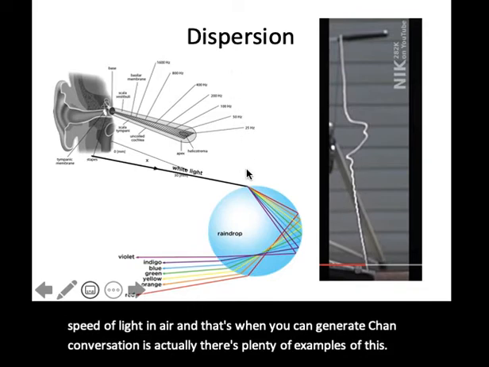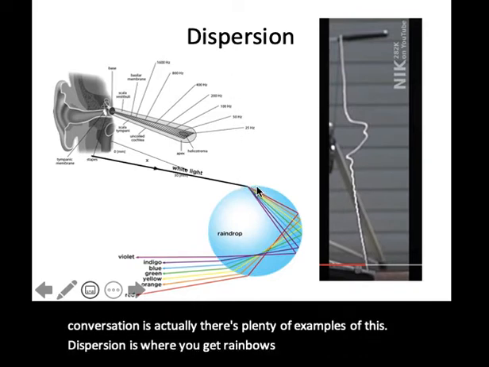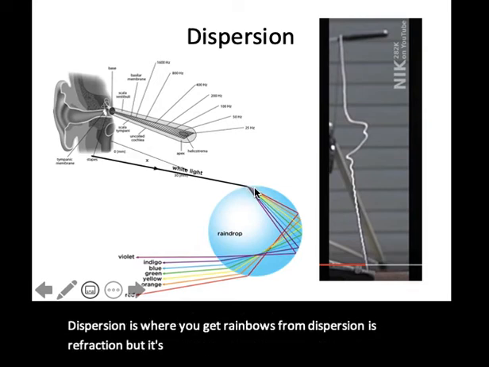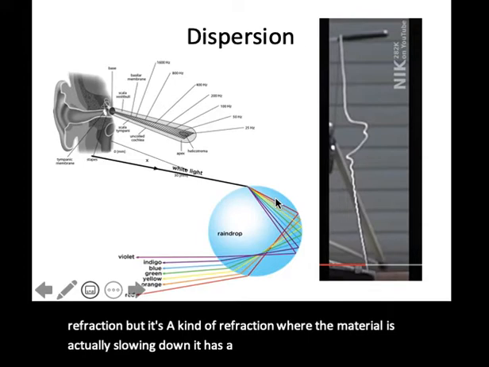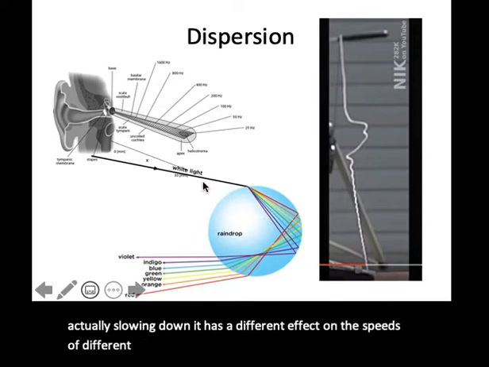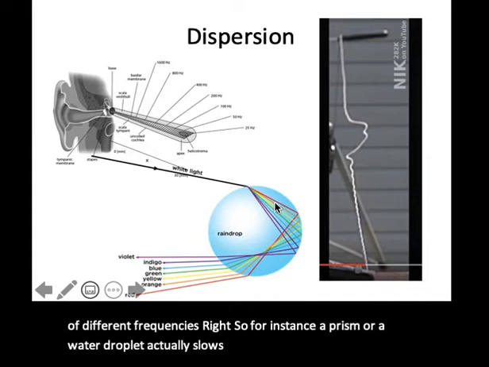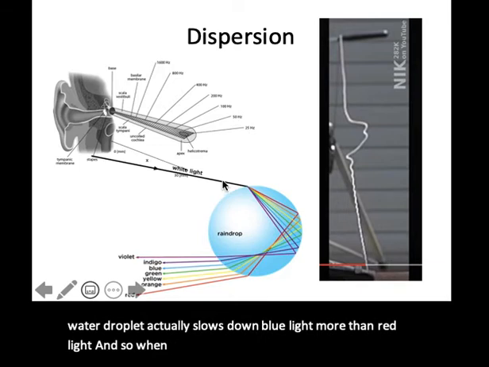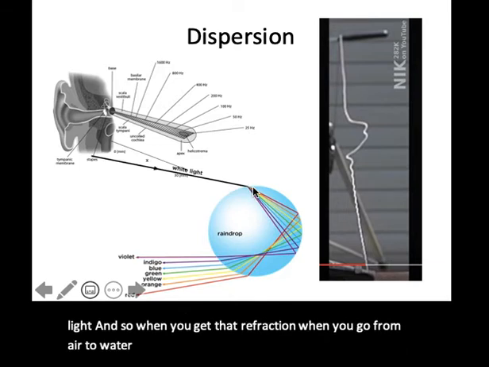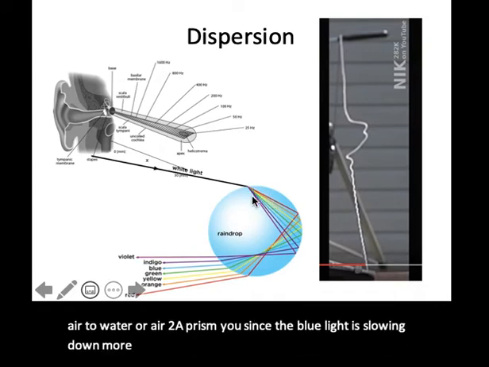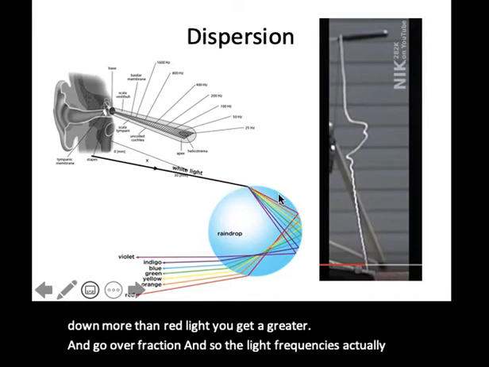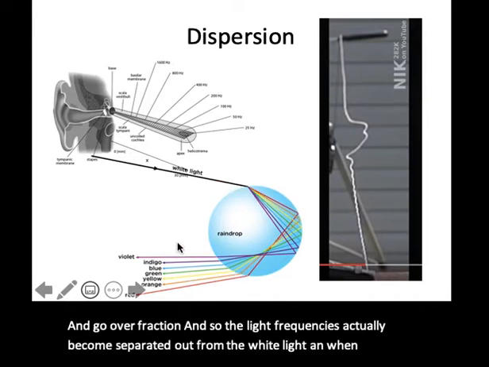Dispersion is where you get rainbows from. Dispersion is refraction, but it's a kind of refraction where the material has a different effect on the speeds of different frequencies, right? So for instance, a prism or a water droplet actually slows down blue light more than red light. And so when you go from air to water or air to a prism, since the blue light is slowing down more than red light, you get a greater angle of refraction. And so the light frequencies actually become separated out from the white light. And when they come out, they're all separated and you get that rainbow, right?